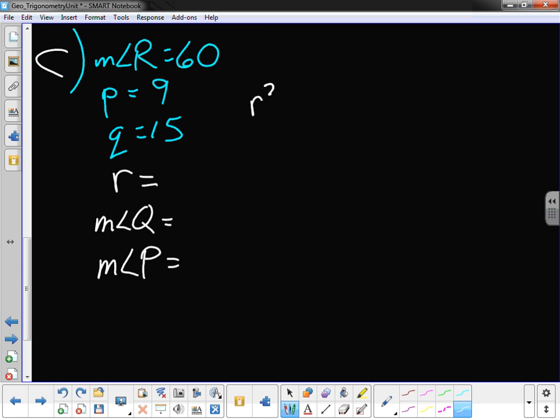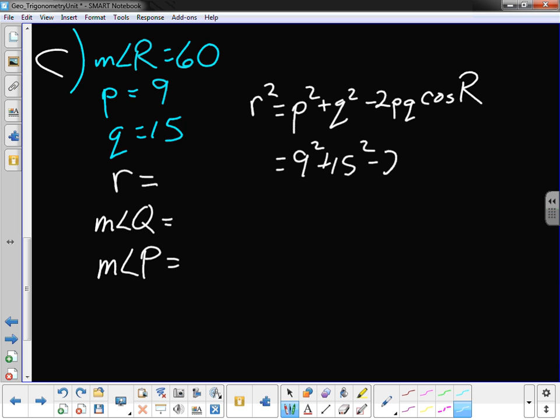So R squared would have to equal P squared plus Q squared minus 2PQ times the cosine of angle R. That's our formula just modified, the A's, B's, and C's. So now I plug in the numbers I know. I know 9 squared plus 15 squared minus 2 times 9 times 15 times the cosine of 60 degrees.